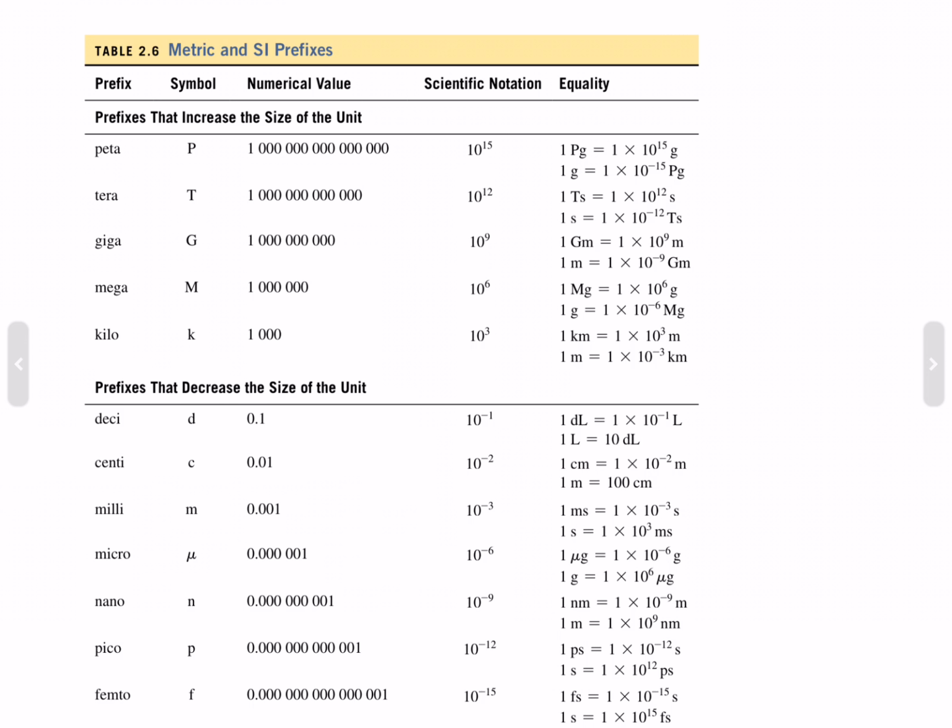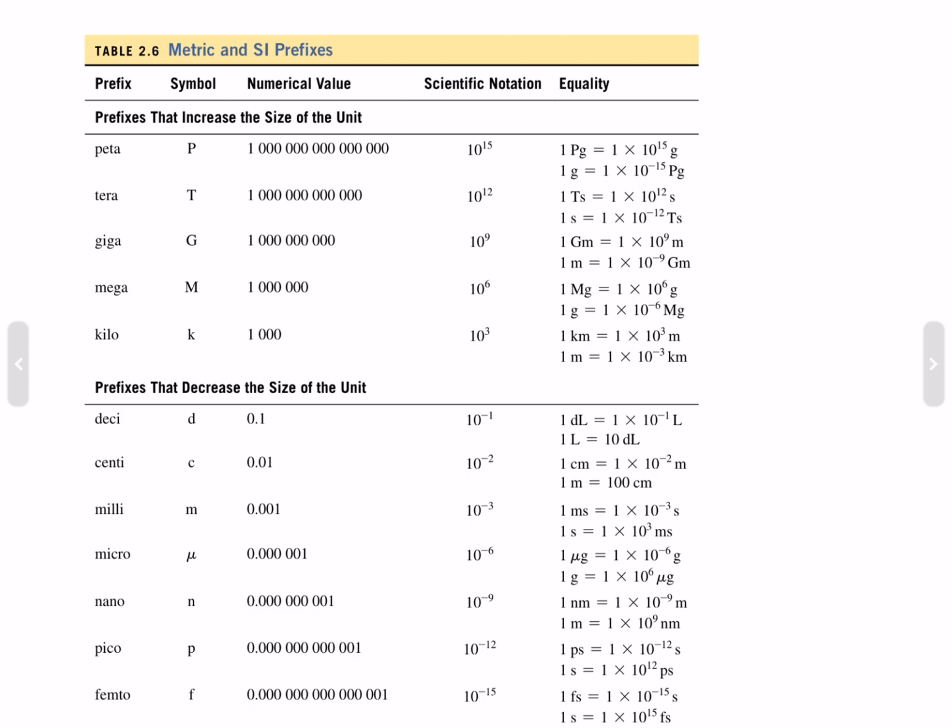Kilo is 1,000 times a unit, which is 10 to the 3. Mega is 1,000,000 times a unit, or 10 to the 6. Giga is 1,000,000,000 times a unit, or 10 to the 9. Tera is 1,000,000,000,000 times, or 10 to the 12. And peta is 10 to the 15 times.